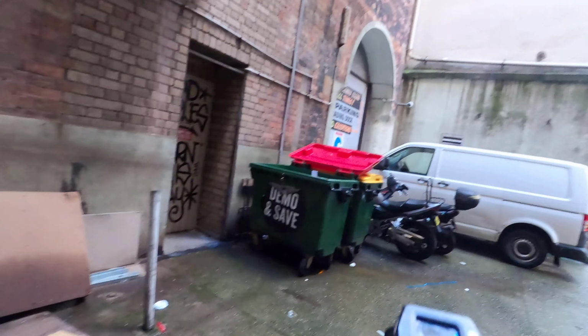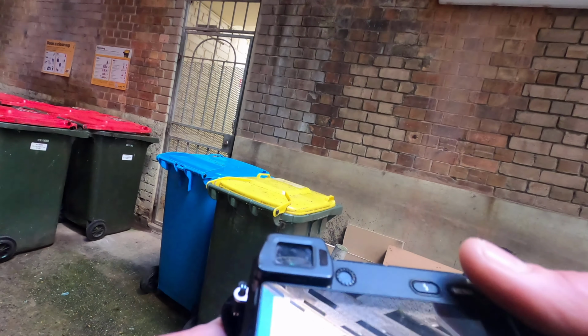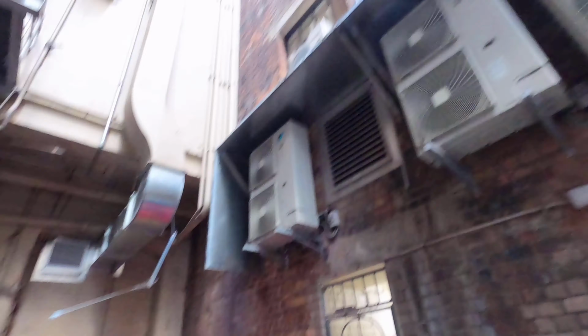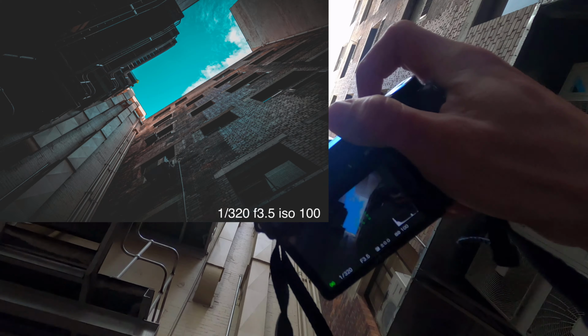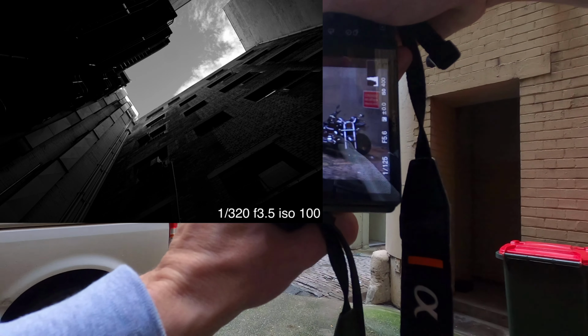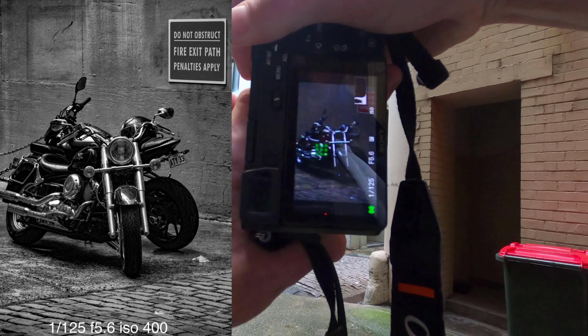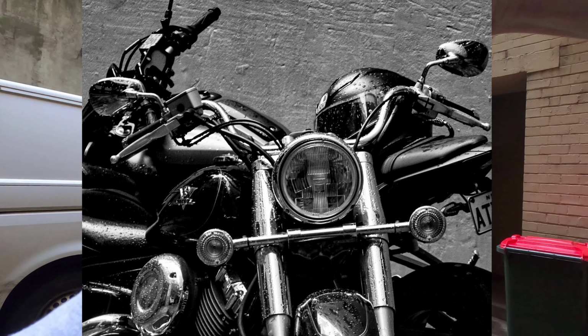Alright, cool. I'm going to keep the shutter at 1 over 320, f3.5 and the ISO auto. f5.6.